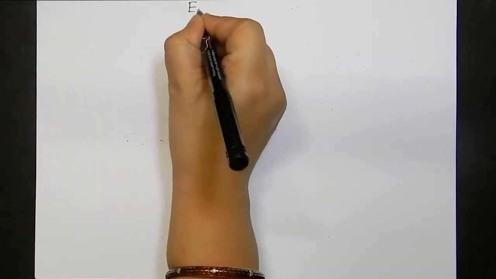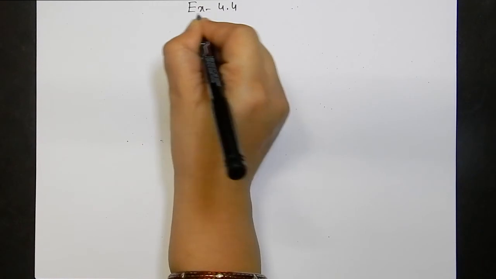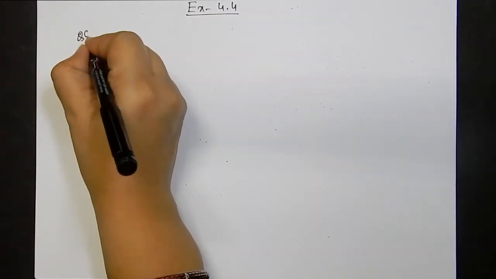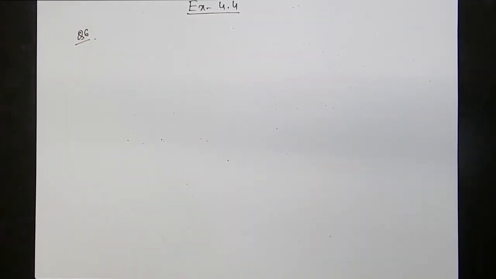Let us do question number 6. Exercise 4.4, question number 6. Let us read the question. Meenu purchases 2 bags of rice of weights 75 kg and 69 kg. Find the maximum value of weight which can measure the weight of the rice exact number of times.